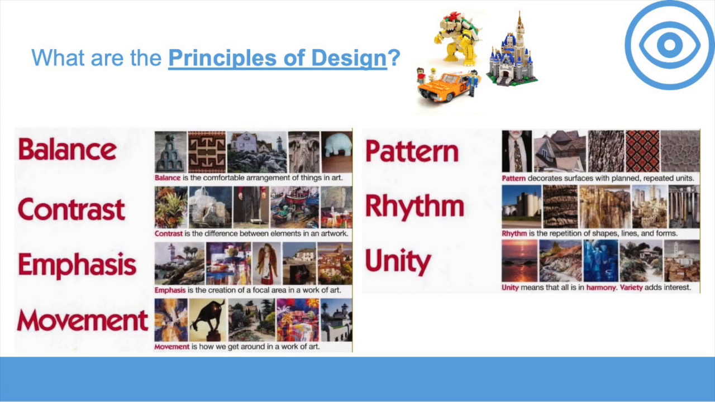Emphasis is the creation of a focal area in a work of art. Movement is how we get around the work of art, and that can be either physically through a sculpture or as how our eye travels through a painting based on how the artist created focal points for us. Pattern is a decorative way to design using repeated units of designs. Rhythm is related to pattern. It is the repetition of shapes, lines, and forms.